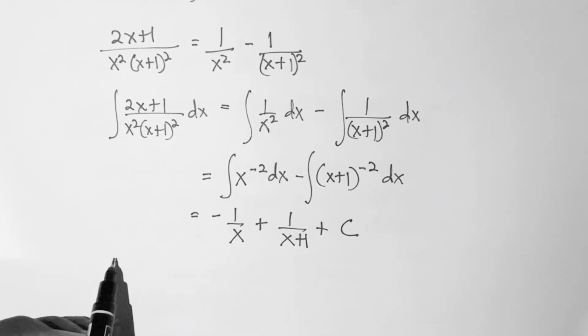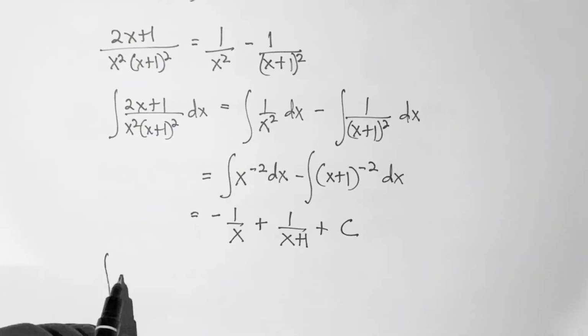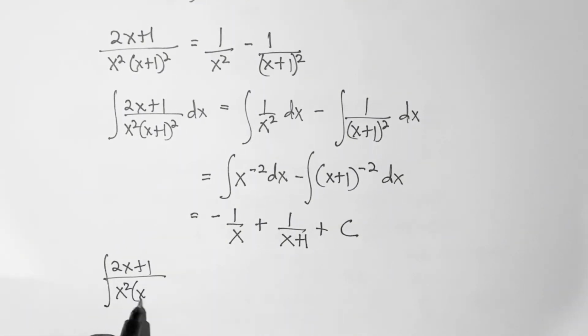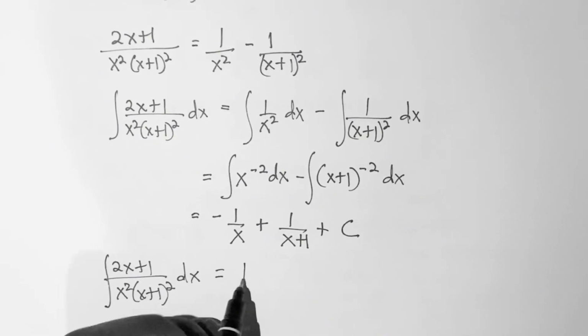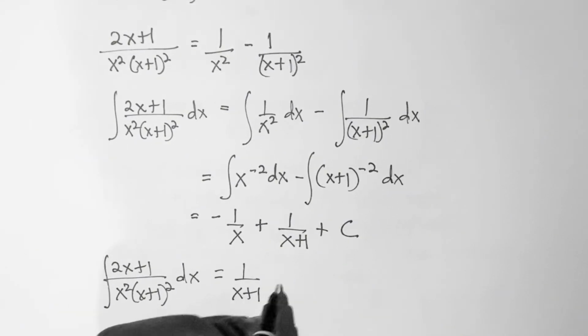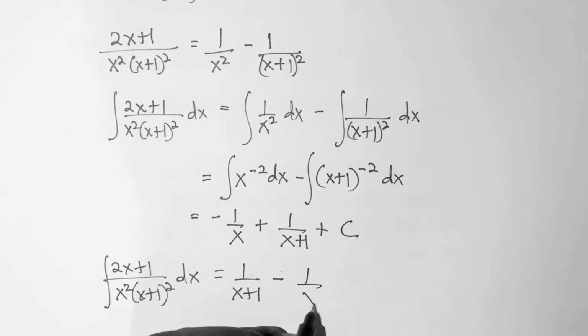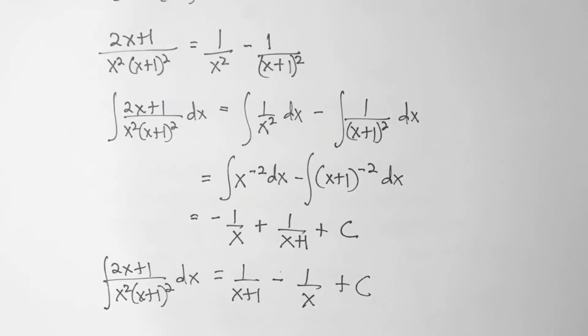So it means that the integral of (2x plus 1) divided by x squared times (x plus 1) all squared dx is equal to 1 over (x plus 1) minus 1 over x plus the constant of integration c.